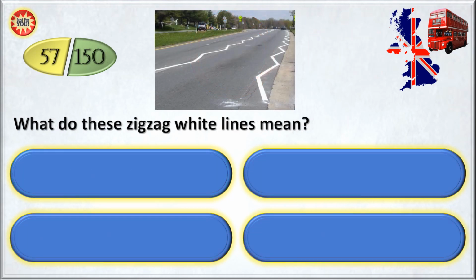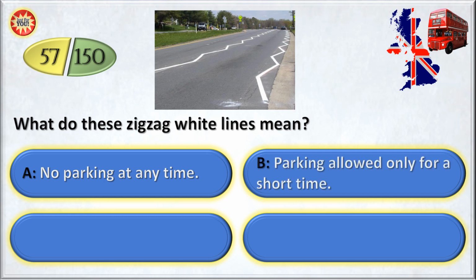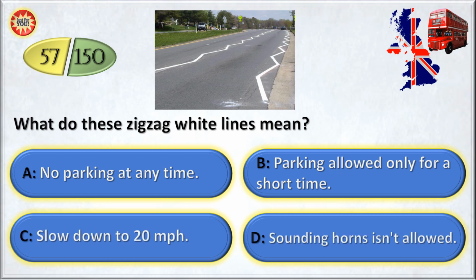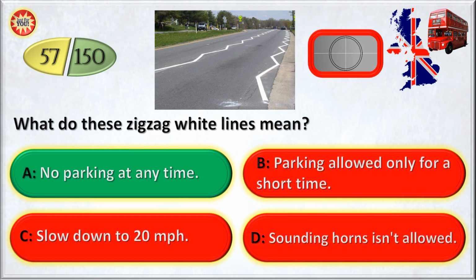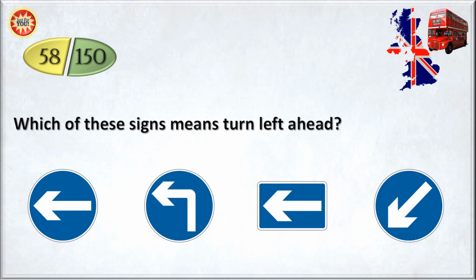What do these zigzag white lines mean? No parking at any time. Parking allowed only for a short time. Slow down to 20 miles per hour. Sounding horns isn't allowed. No parking at any time. Which of these signs means turn left ahead?